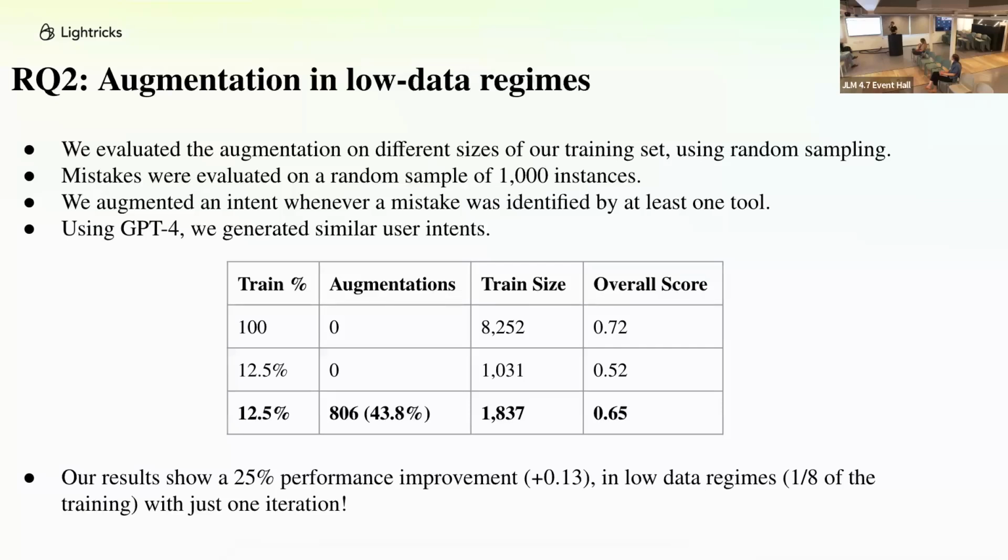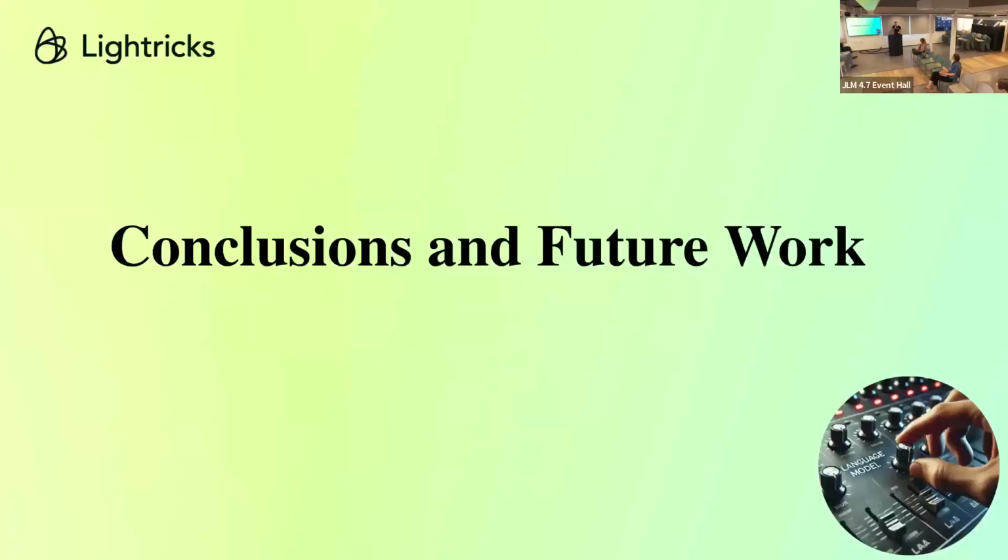we got 0.52, okay? But if we use the augmentation on 1/8 of the samples, we improved by 13, okay? Which is 25% improvement, and this is only with one iteration of the augmentation technique. So we can see that our augmentation is very effective. I show you here the 1/8, but in the paper you can see the different subset percentages.